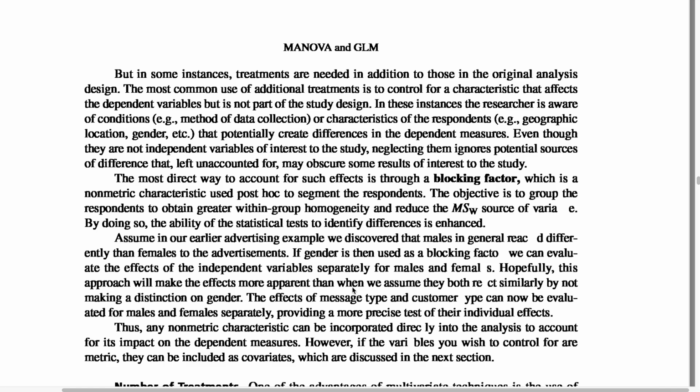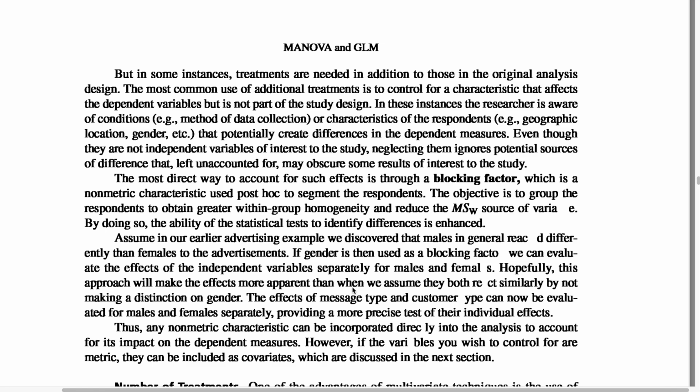By ignoring potential sources of differences, they are left unaccounted for and may obscure some results of interest to the study. The most direct way to account for such effects is through a blocking factor, which is a non-metric characteristic used to post-segment the respondents. The objective is to group the respondents to obtain greater within-group homogeneity and reduce the MSW sources of variance. By doing so, the ability of statistical tests to identify differences is enhanced.